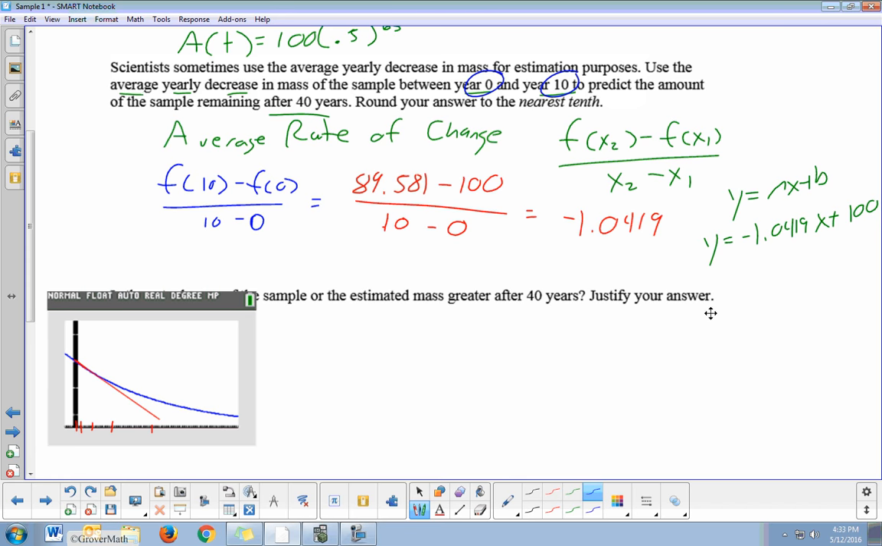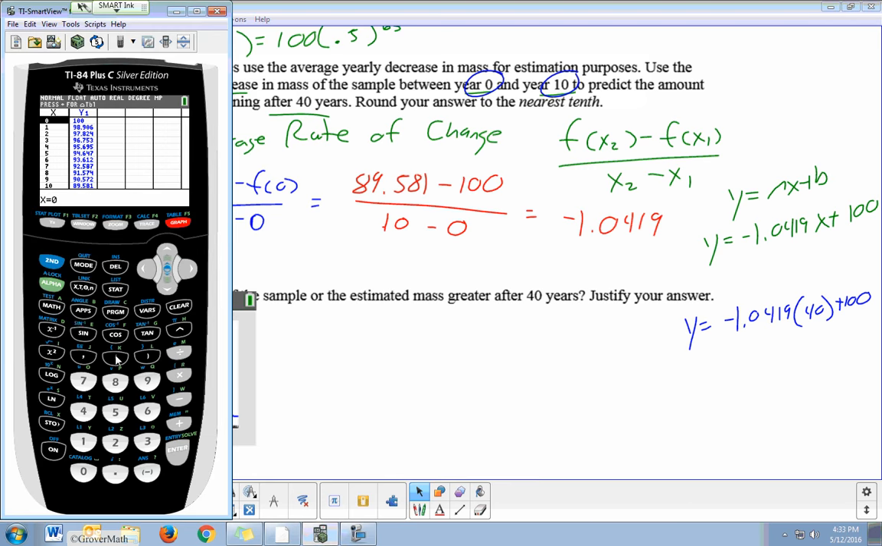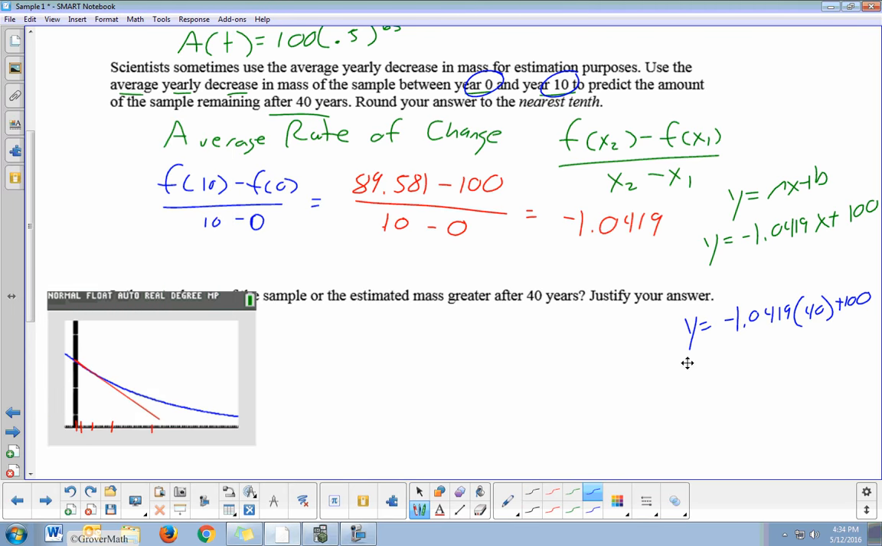So I can use this, and I'll use it down here. Y equals negative 1.0419 times 40 plus 100. And I could type that in to get a prediction of what the amount of mass remaining is. It's already in there, so I could just press second answer times 40. And this is going to predict what is remaining after 40 years. And I'm getting 58.324. So the prediction is 58.324.